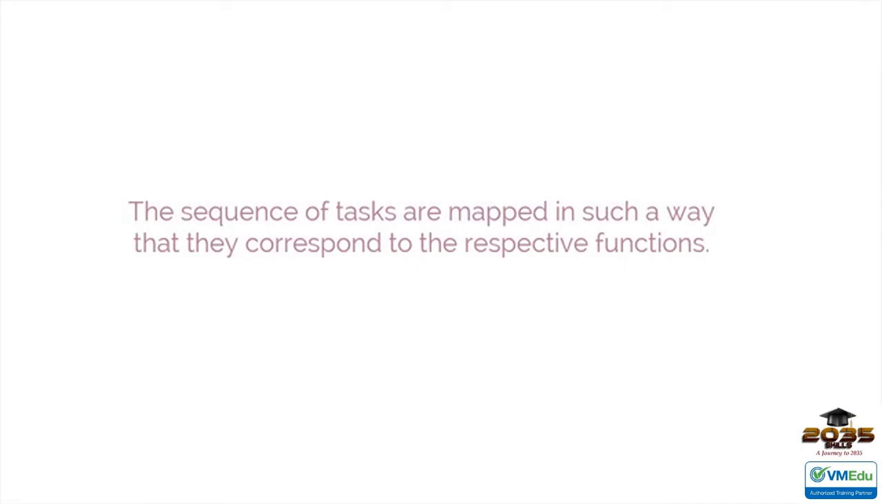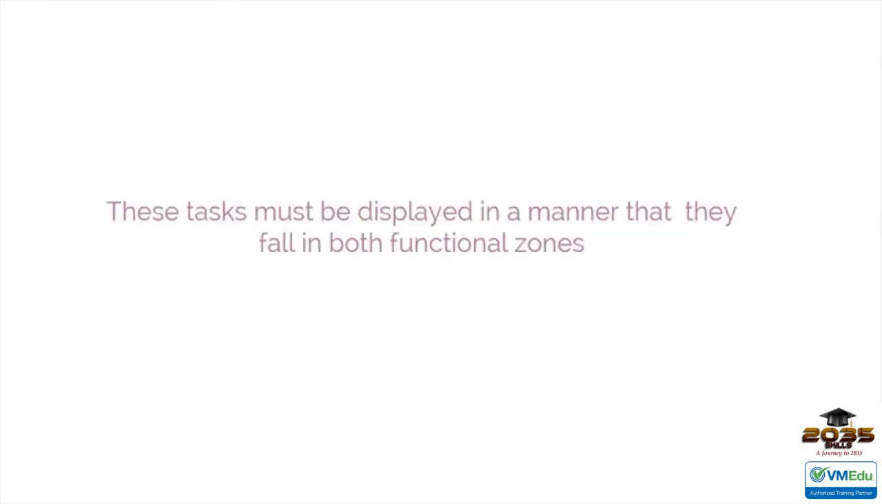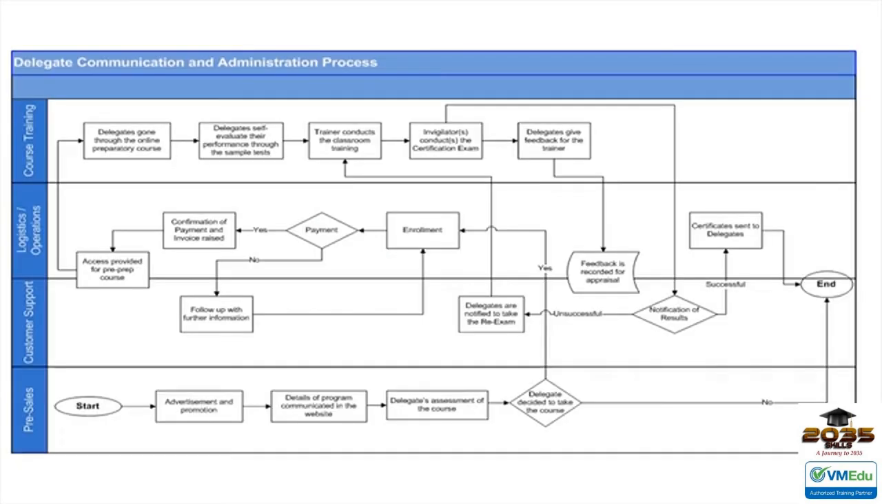The sequence of tasks are mapped in such a way that they correspond to the respective functions. It may be possible that some tasks are performed by two functions. These tasks must then be displayed in such a manner that they will fall in both functional zones. Let's look at an example.